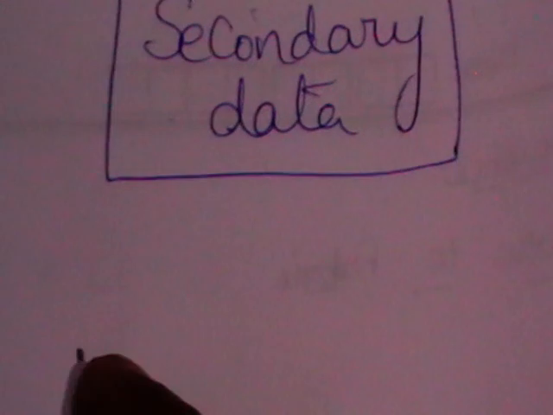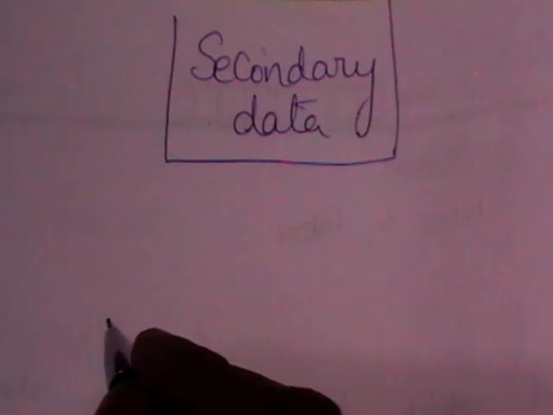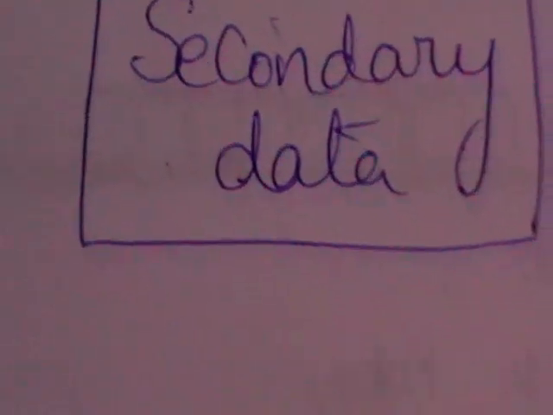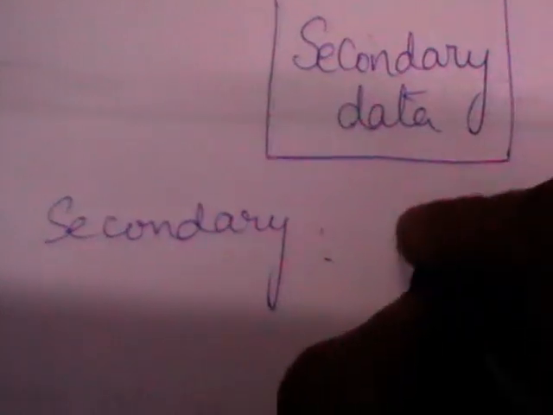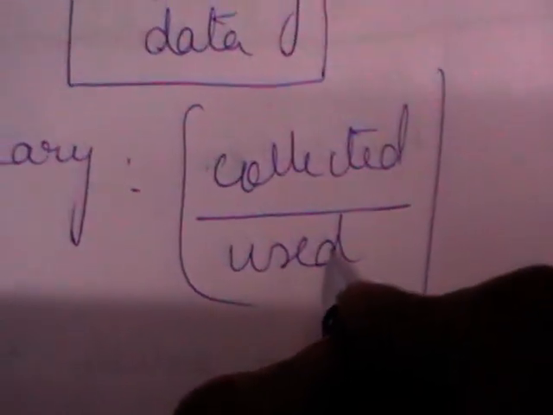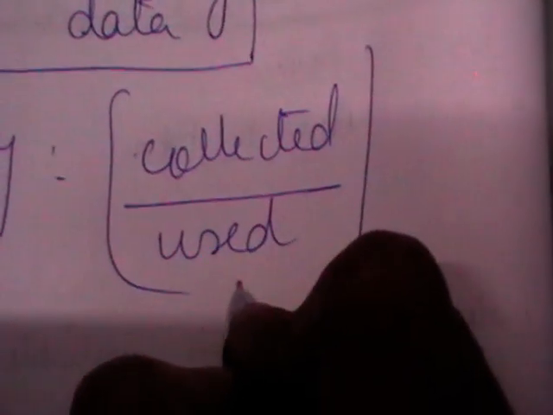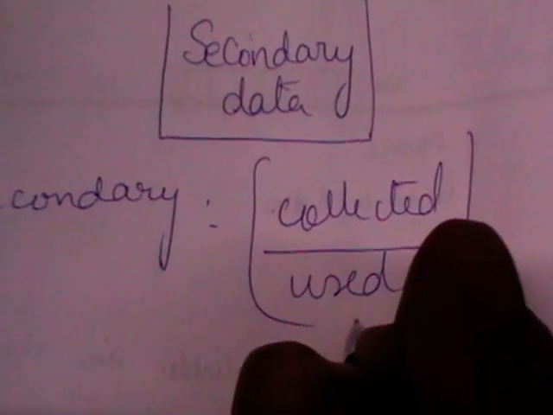As the name itself tells, secondary data is the data which has already been identified and collected, and we are going to use the already existing data. It is data already collected, and may have been used by someone for their purpose, and can be used by others also. Such data is called secondary data.